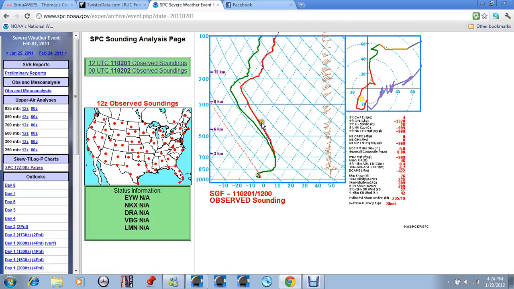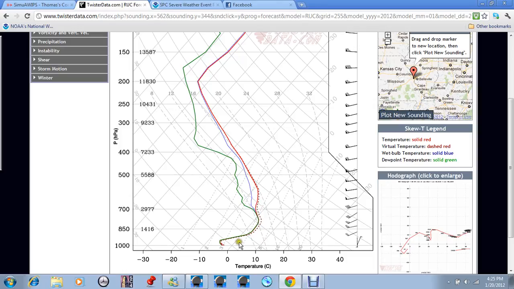Once again, your red is your temperature, green is your dew point. This is also a much stronger system, so the layer is much deeper. There's a lot more moisture in the atmosphere, so you've got a lot more heavy precipitation. But you can see it from this layer right here. Is this as big as this layer?